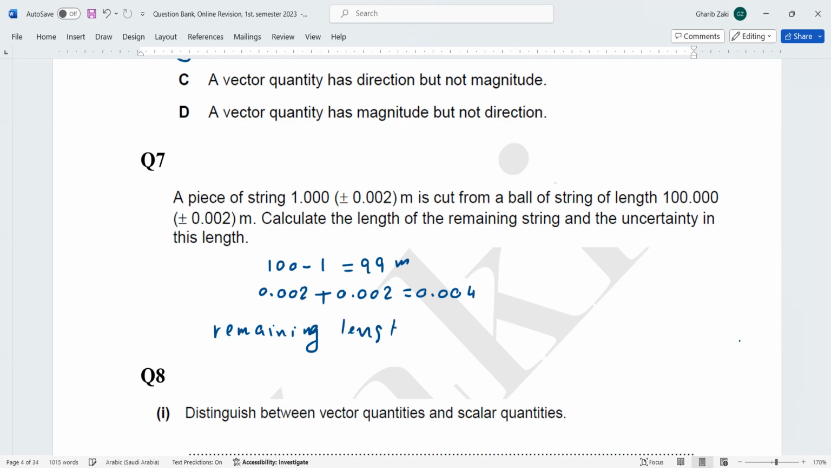Then the remaining length equals 99 meter plus or minus 0.004, and remember the unit, it's meter. Okay.